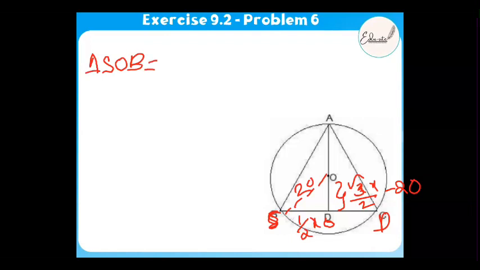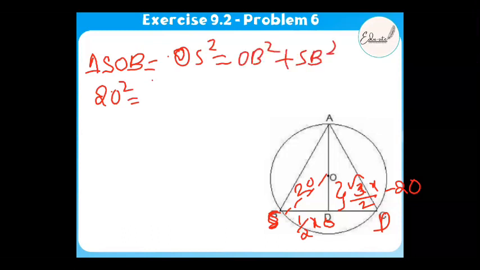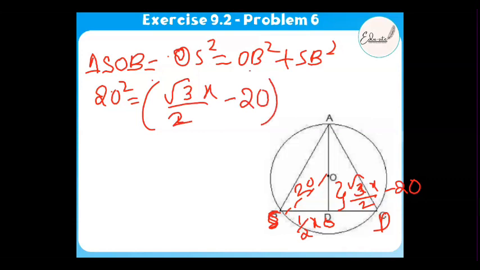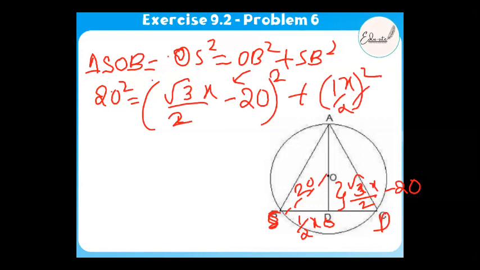How would we apply the Pythagoras theorem? Is it OS square is equal to SB square plus OB square? Yes or no? Yes, right? So what is 20 square? Let's write it if you get confused. OS square is equal to OB square plus SB square. Okay, it is 20 square is equal to root 3x by 2 minus 20, right? OB is nothing but root 3x by 2 minus 20, right? Whole square plus x over 2. It is nothing but half x, right? Half x whole square.